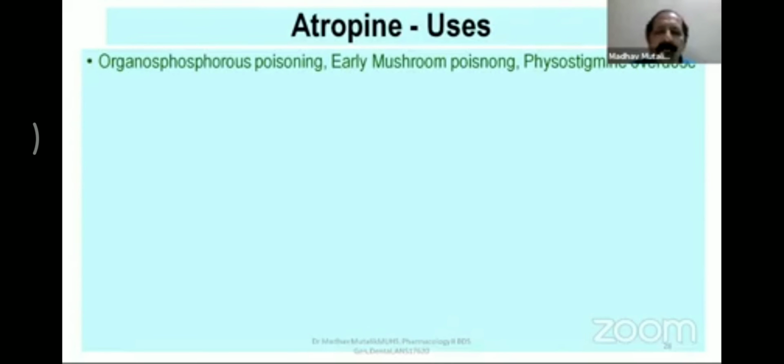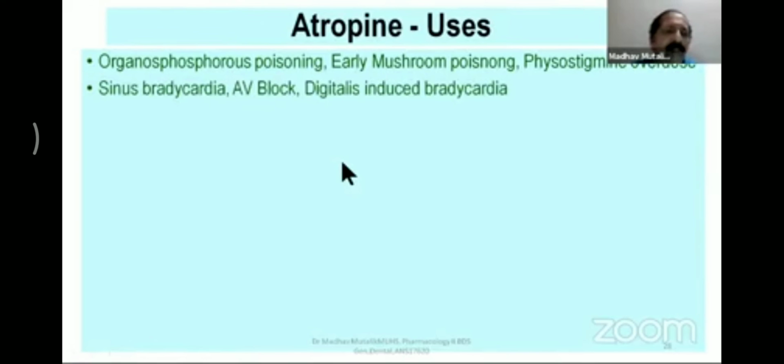If they ask you anytime about uses of atropine, first say organophosphorus poisoning, and because it is a muscarinic blocker, say early mushroom poisoning and physostigmine poisoning, which we just now saw. Most important cardiac uses of atropine are sinus bradycardia, AV block, and digitalis-induced bradycardia. When you start digitalis, you start getting bradycardia and you give atropine immediately if the heart rate goes below 50. Atropine is the most important substance for pre-anesthetic medication because it decreases secretions and prevents bradycardia.